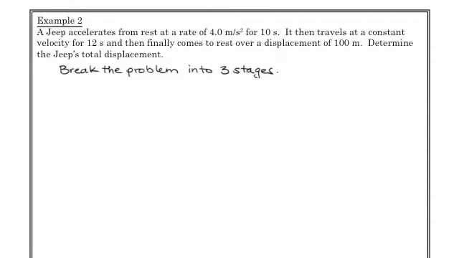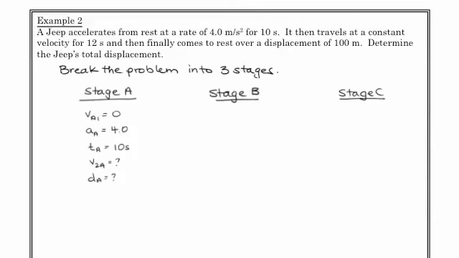So we break it up: Stage A, Stage B, and Stage C. And so now let's take a look at this. What we have in Stage A is a velocity initially of 0. We know the acceleration, we know the time. Because we're asked to find the total displacement, that's of course one of our unknowns, but also if we want to consider the displacement for Stage B, we need to know how fast the Jeep is going at the end of the first stage, because that will be the new constant velocity for Stage B.